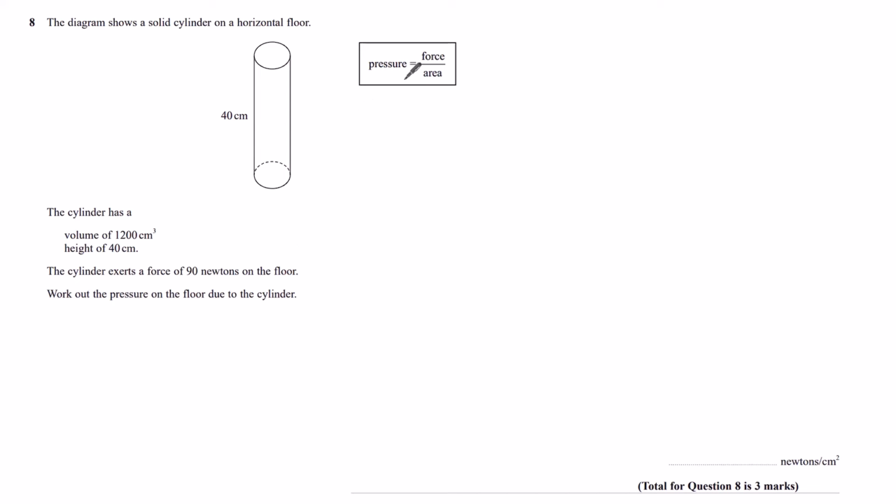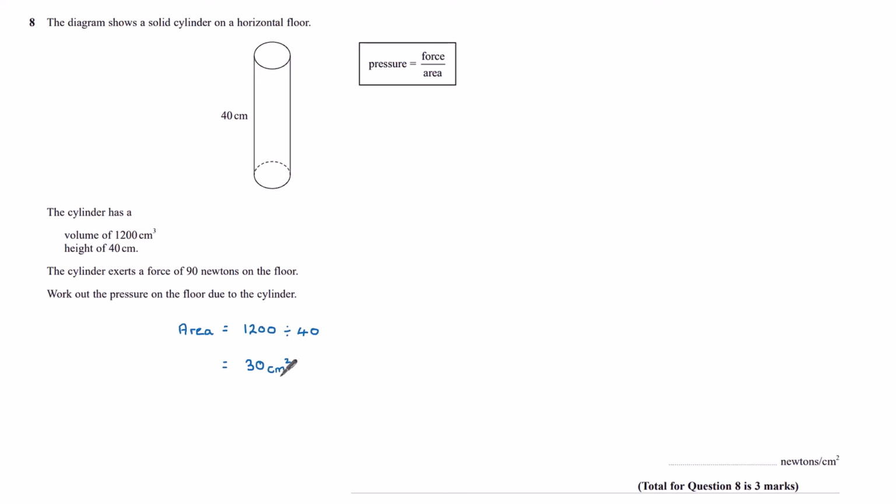Our pressure formula involves force and area. Now at the moment we don't have the area of this circle that's making contact with the floor. But since this is a cylinder, the volume of this cylinder is the area of that circle multiplied by the height. And so I can find the area by taking that volume and dividing it by the height. And so the area of the circle is 1,200 divided by 40, which is 30 centimeters squared.